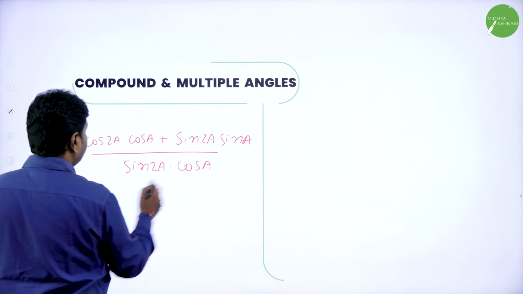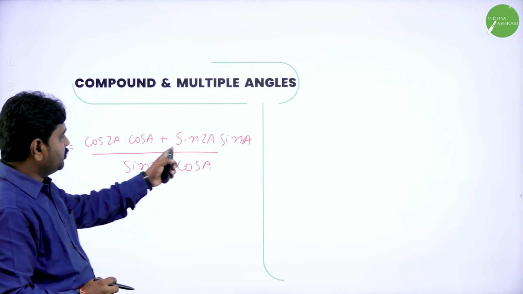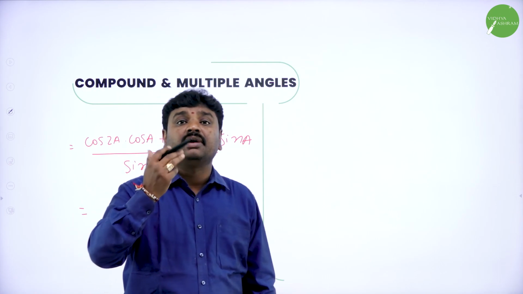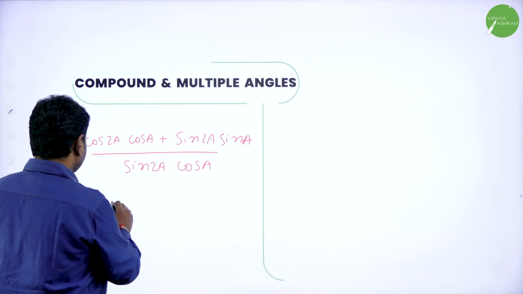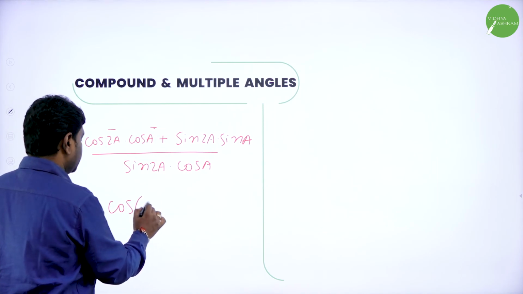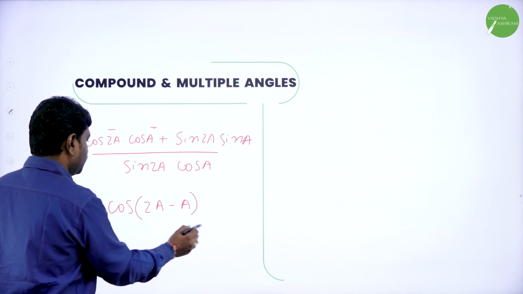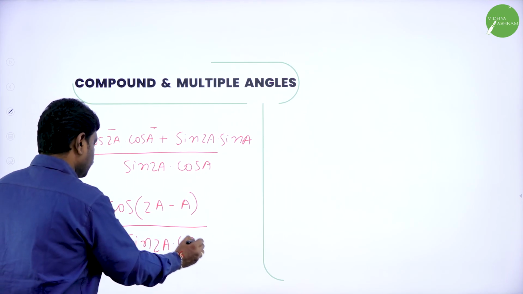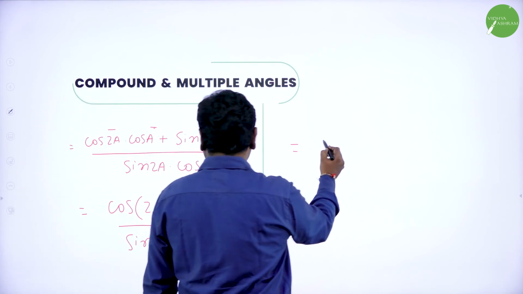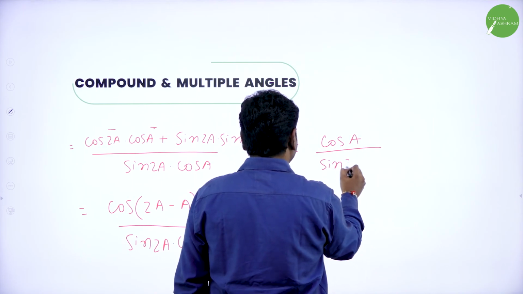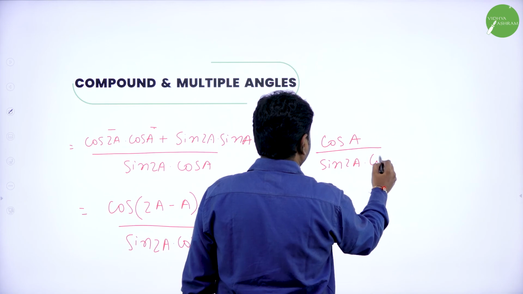Now numerator if you observe, cos a cos b plus sin a sin b. What is cos a cos b plus sin a sin b? Cos of a minus b. So now I can write this as cos of a minus b. A means 2a, b means a. Cos of a minus b, 2a minus a divided by sin 2a into cos a. Further, numerator becomes cos 2a minus a is cos a divided by sin 2a into cos a.